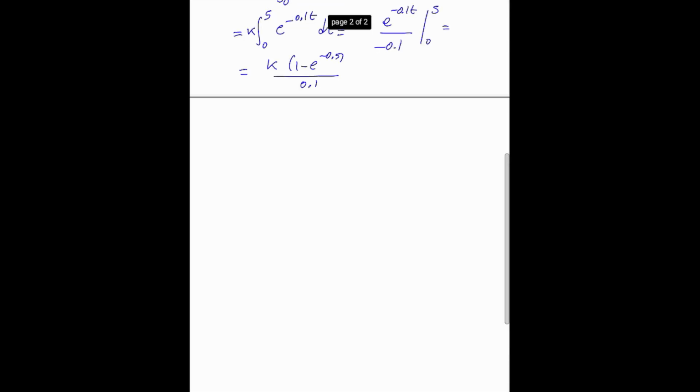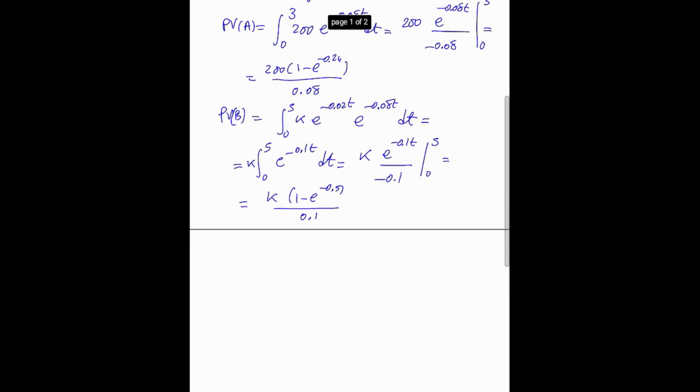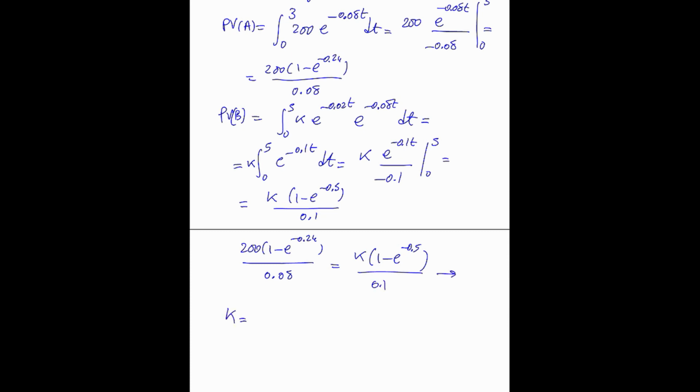And now we want these two present values to be equal. So we want 200 times 1 minus e to the minus 0.24 over 0.08 to be equal to k times 1 minus e to the minus 0.5 divided by 0.1, from which we get k is equal to 200 times 0.1 divided by 0.08, and then in the denominator 1 minus e to the minus 0.24, and here 1 minus e to the minus 0.5, and that's equal to 135.57.